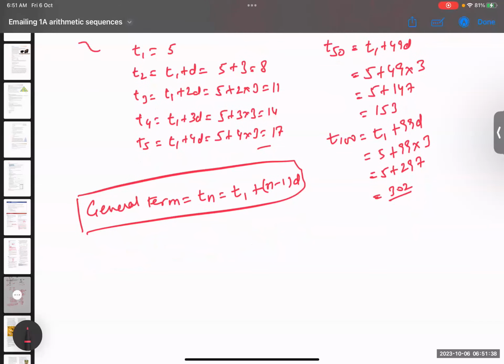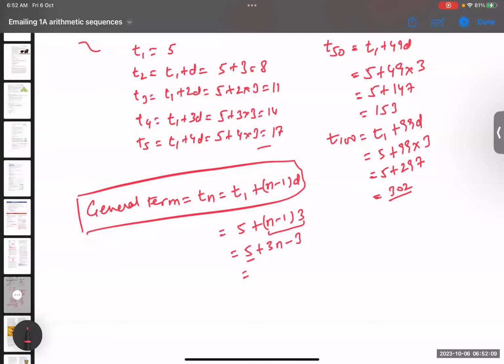Yes. Now you have to replace the values. What is T1? T1 is 5. What is D? 3. So you have to multiply this with this. 3 is outside, so it will go inside. It will become 3n minus 3. It will be multiplied by both. 3 will be multiplied by both, not to the one number only.